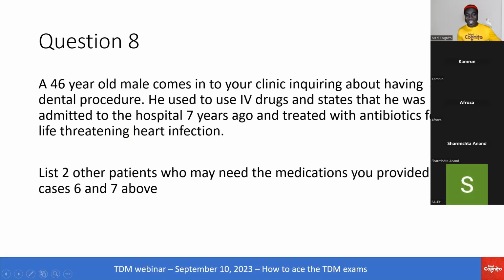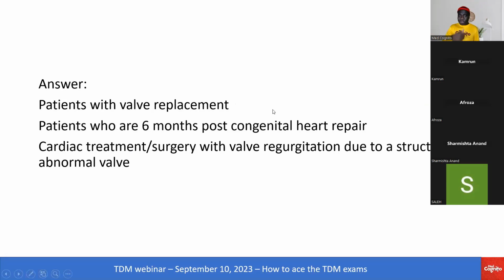So list two other patients who may need the medications you provided in cases 6 and 7 above. Which other patients may need antibiotic prophylaxis before a dental procedure? Those with prosthetic valves, or a history of endocarditis before. Okay. So patients with valve replacement, patients who are 6 months post congenital heart repair, patients who had cardiac treatment or cardiac surgery with valve regurgitation due to structural abnormal valve.